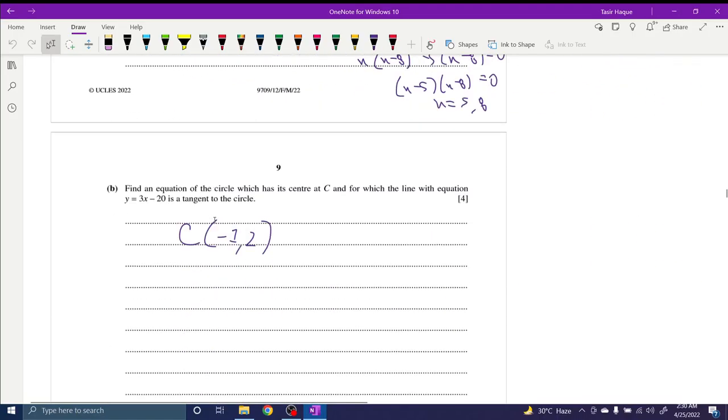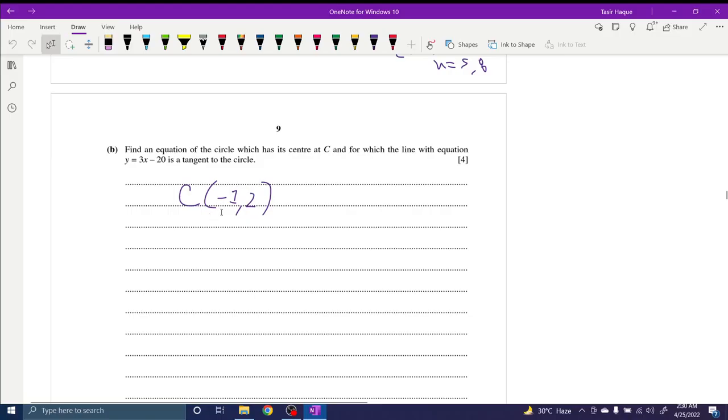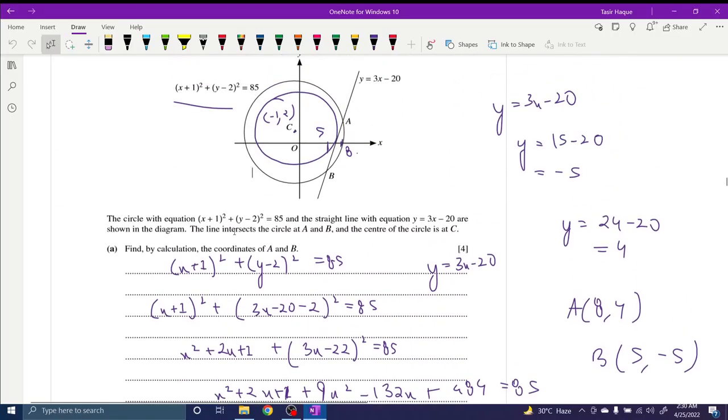So what is the significance of points A and B here, if you think about it? Since AB is a tangent, our circle is going to intersect at the midpoint of AB. Okay, our circle is going to intersect at the midpoint of AB. You need to understand this.